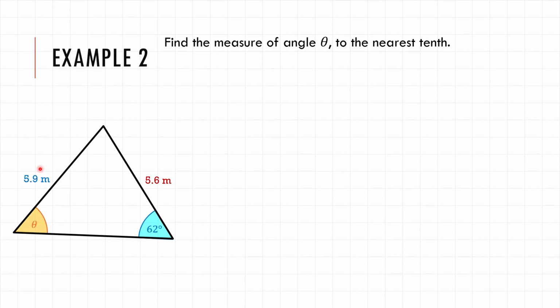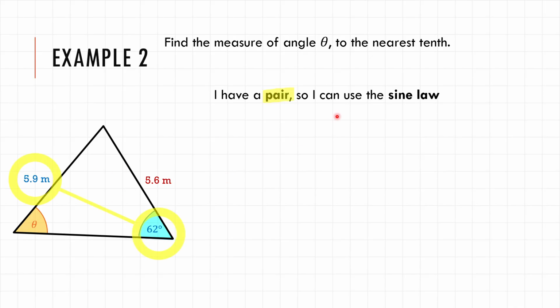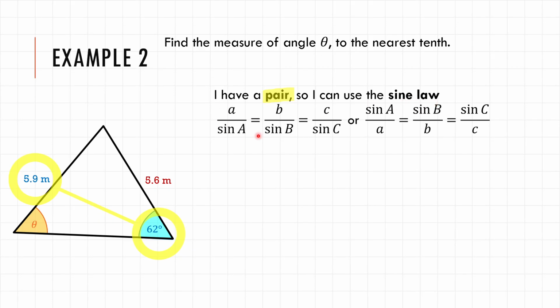Find the measure of angle theta to the nearest tenth. So in this example, I do have a pair, right? I know that I've got 5.9 meters and 62 degrees. So this is one indication that I can use the sine law to solve this acute triangle. This is the sine law here.